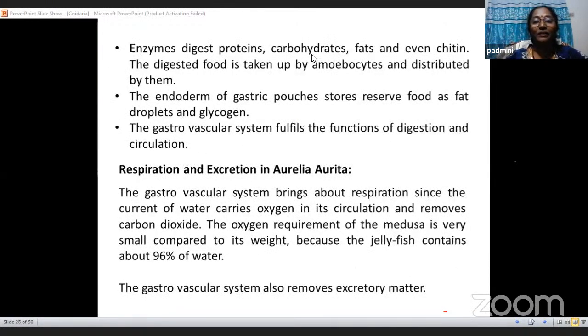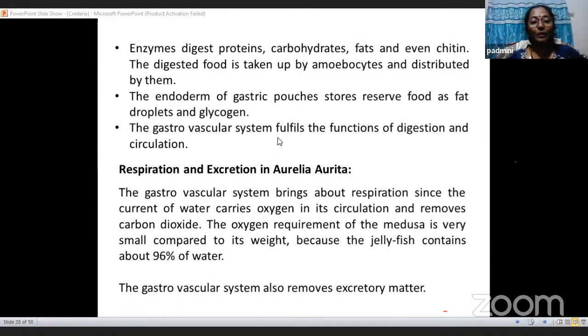Enzymes digest the proteins, carbohydrates, and fats, and even chitin. That's what I was talking about. The chitin, the covering of the insects, is called chitin. And the digested food is taken by the amoebocytes. Where do you find the amoebocytes? In the mesoglial region, and they distribute it to the whole part of the body. The endoderm of the gastric pouches stores reserve food as fat droplets and glycogen. The same thing that you find in higher vertebrates also, glycogen. And the gastrovascular system fulfills the function of digestion and circulation.